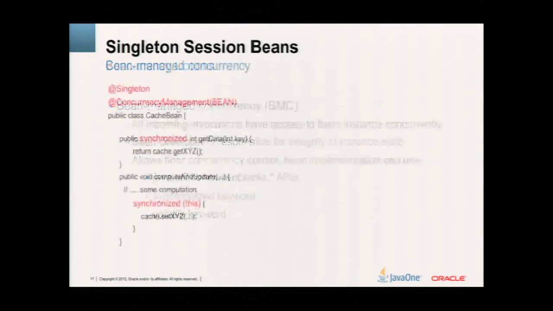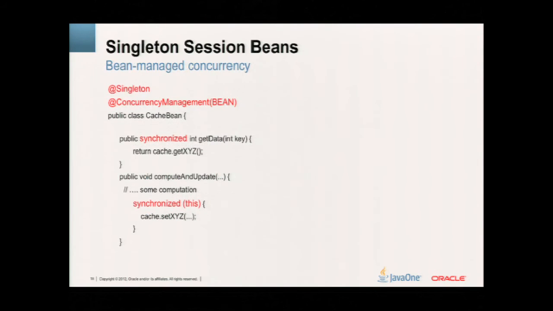So here's an example. You have a cache bean, and one of the new things you see here is that you specify the concurrency management type as bean, because the default was container. Then you see that the user can use synchronized here, and in this case he can do finer grained locking than the method level. He's doing some computation after which he's going to try to acquire the lock. So that's one of the benefits of using bean managed concurrency, that you can do finer grained locking.